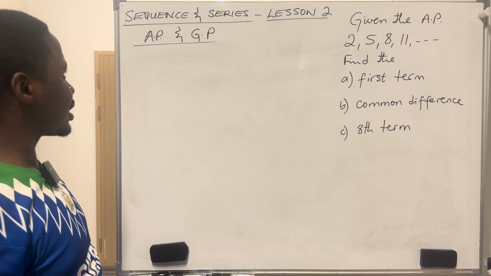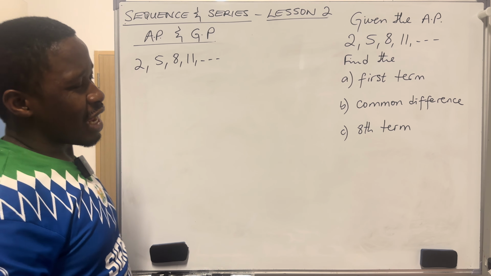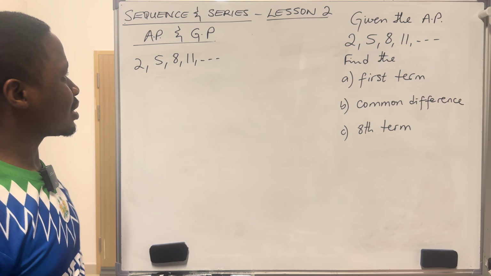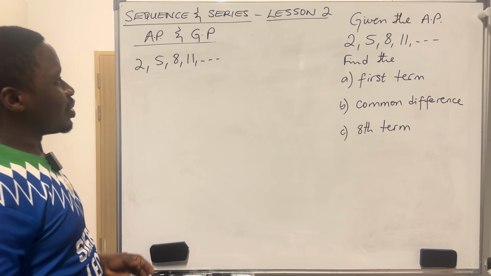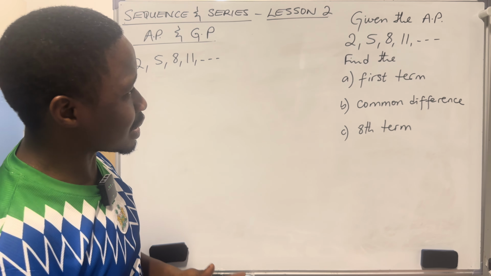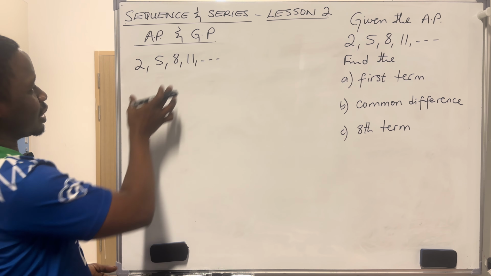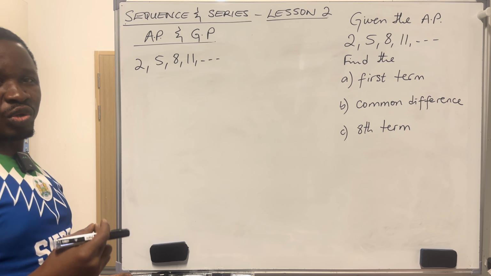Okay. Given the AP 2, 5, 8, 11. The first thing I want to help you with is that you should not rely on the question saying "given the AP." Sometimes the examiner will not tell you that this one is an AP or GP. So you need to understand this. Assuming that you are not informed that this one is an AP or GP, how do you know?